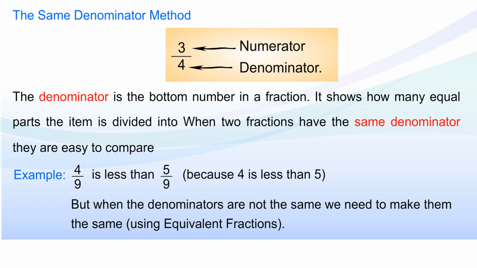The same denominator method. 3 is the numerator and 4 is the denominator in 3 by 4. The denominator is the bottom number in a fraction. It shows how many equal parts the whole is divided into. When two fractions have the same denominator, they are easy to compare. Example: 4 by 9 is less than 5 by 9 because 4 is less than 5. But when the denominators are not the same, we need to make them the same using equivalent fractions.